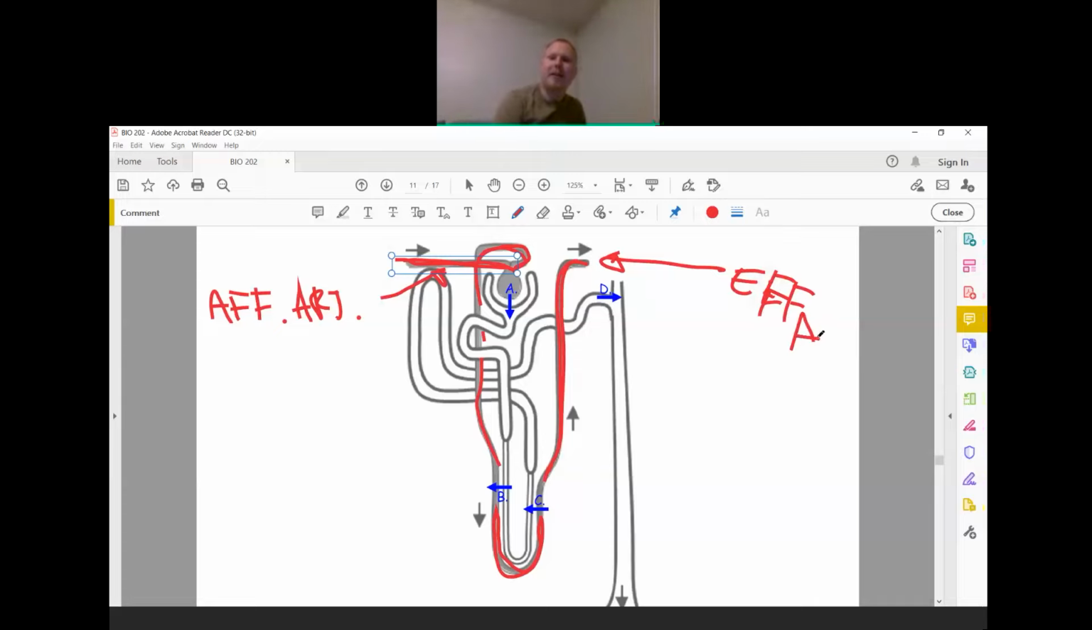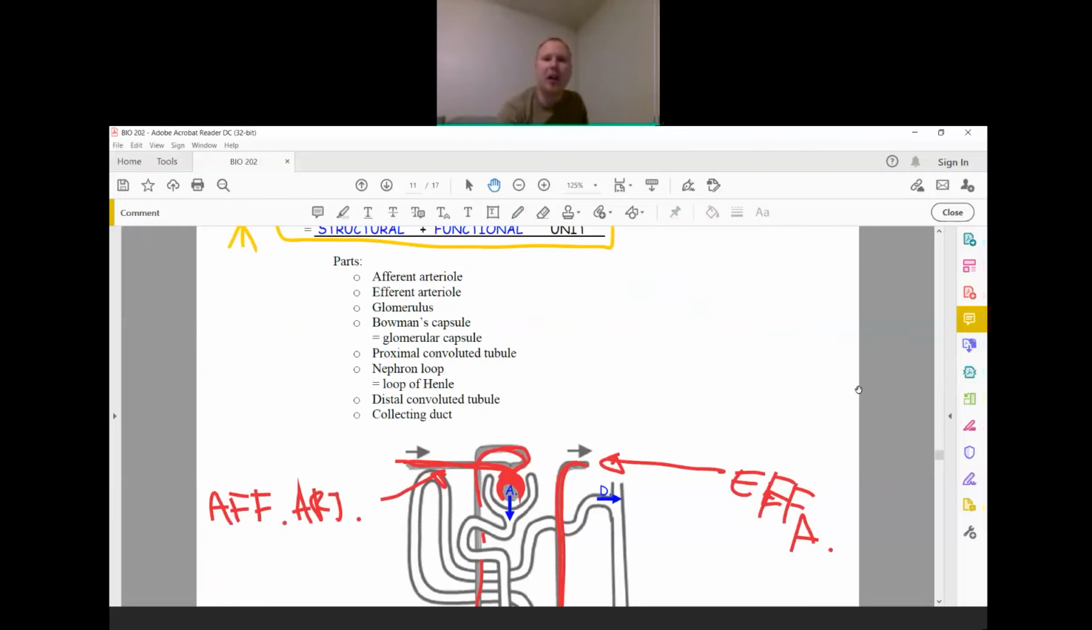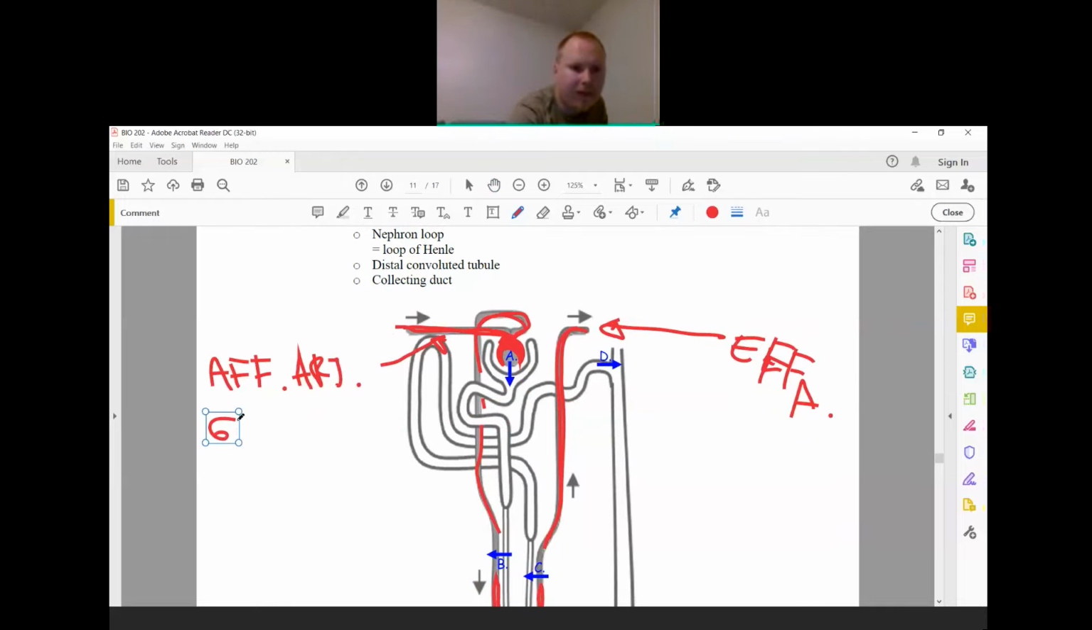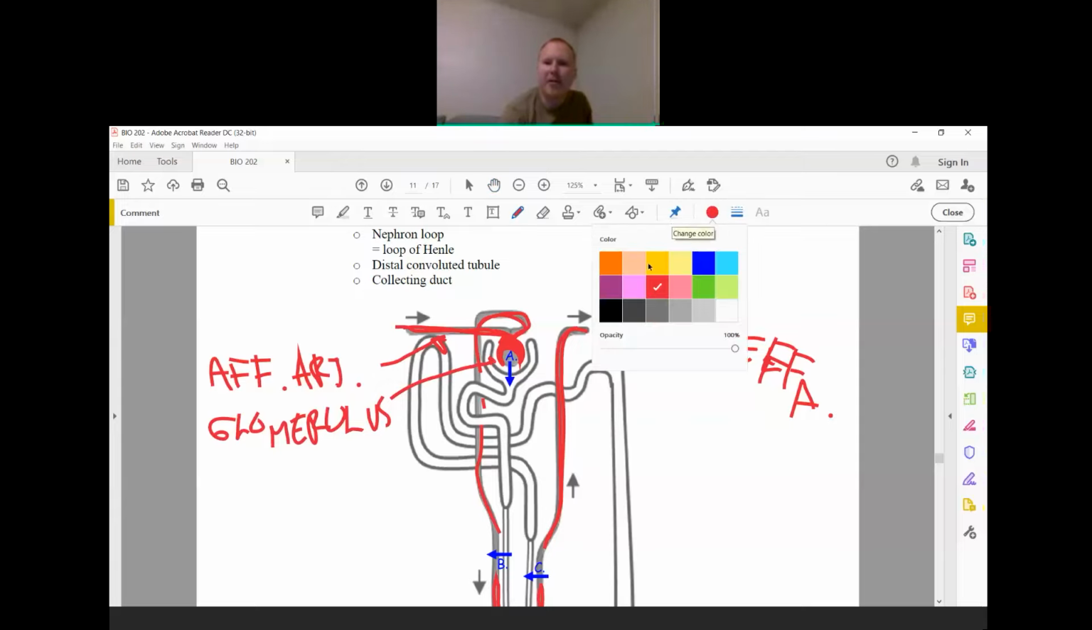So efferent arteriole there. Now we see that between afferent and efferent arteriole, we've got this network of capillaries, kind of a ball made of a bunch of capillaries, and this is known as the glomerulus. And this network of capillaries serves some important function that we'll talk about in just a moment. But before that, let's go through the parts of the nephron per se.